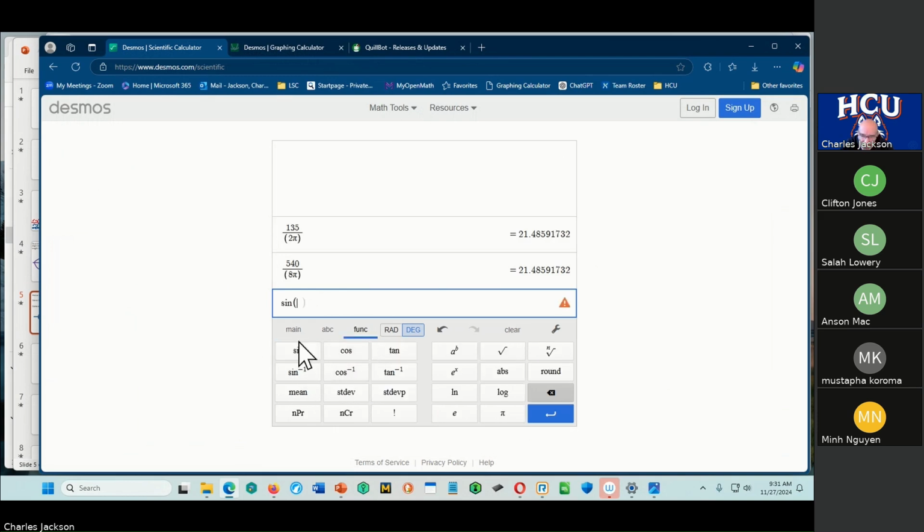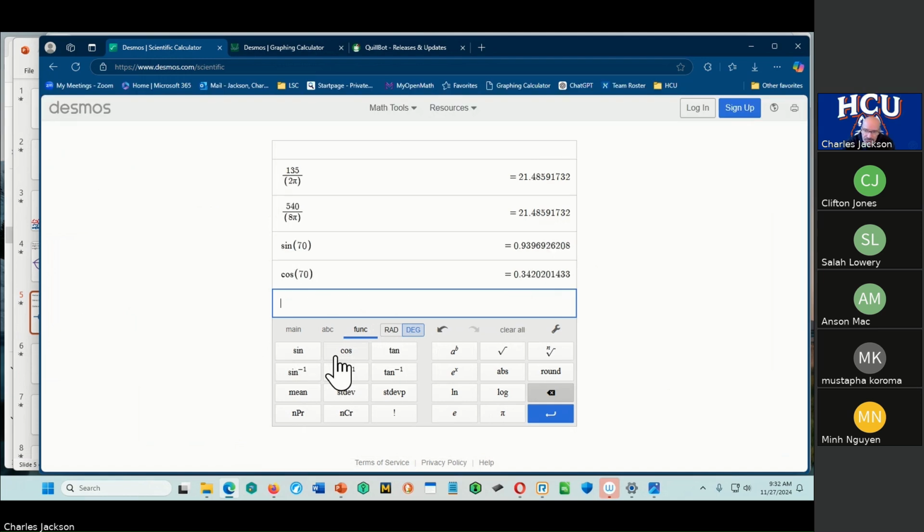Sine 70 degrees. Looks like I'm in degree mode. Not used to using this calculator. And cosine of 70, it's the same thing. It's just cos 70. All right, so 0.342 and 0.94.